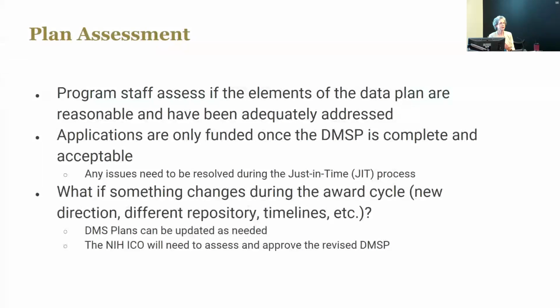If something changes during the award cycle, let's say, well, we thought this repository was going to be the one, but now we're in year 3 and we realize this other one would be a better one. You can update those. Again, it has to get the okay from the program staff that says, okay, this makes sense. And I'm sure there's emails and paperwork that goes back and forth about all that. But you can always make adjustments.